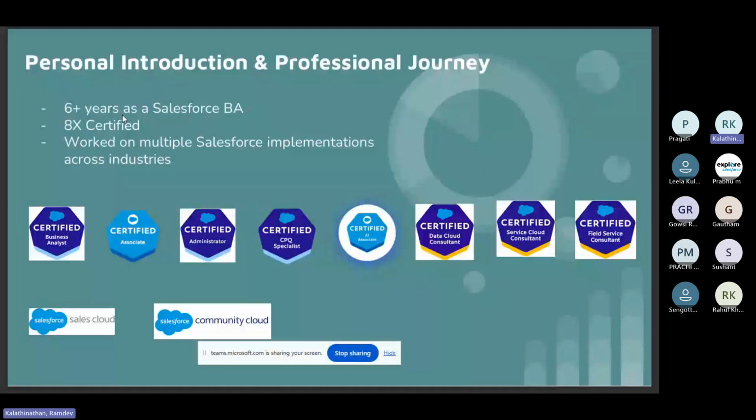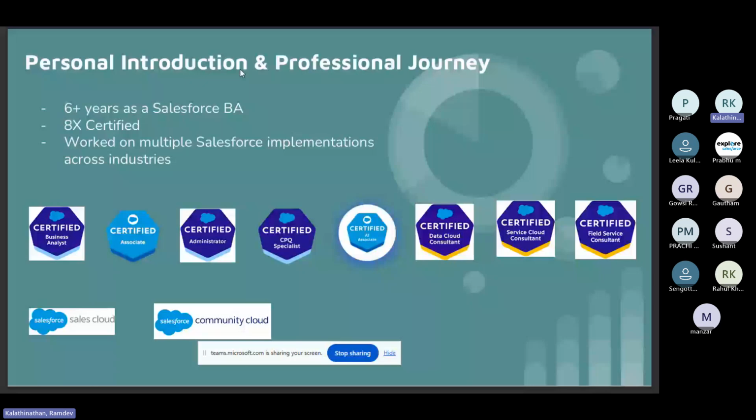So this is about me. My name is Ramdev. I started my career in 2019 as a junior Salesforce business analyst. I've been involved in this industry for 6+ years as of now. My current company is Tech Mahindra, and I'm working with them as a senior Salesforce business analyst. In all my 6 years, my career was all in Salesforce, and I started as a BA. Currently, I hold 8 certifications in Salesforce: certified business analyst, certified associate, admin, CPQ specialist, AI associate. I'm certified in all of these.